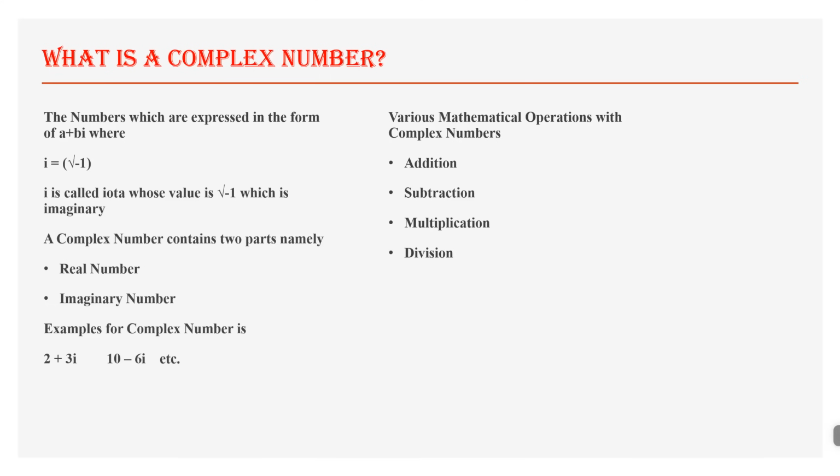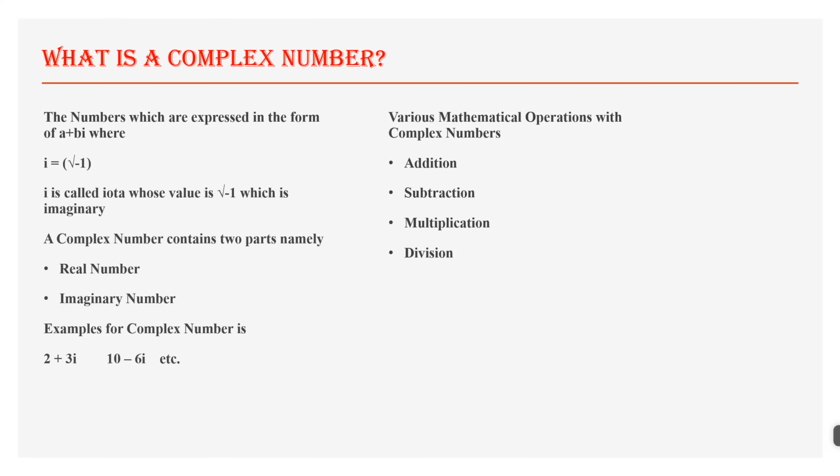A number which is expressed in the form of a plus bi, where i is square root of minus 1, is called a complex number. i is also called iota, which is totally an imaginary one. A complex number contains two parts, namely real number and imaginary number.